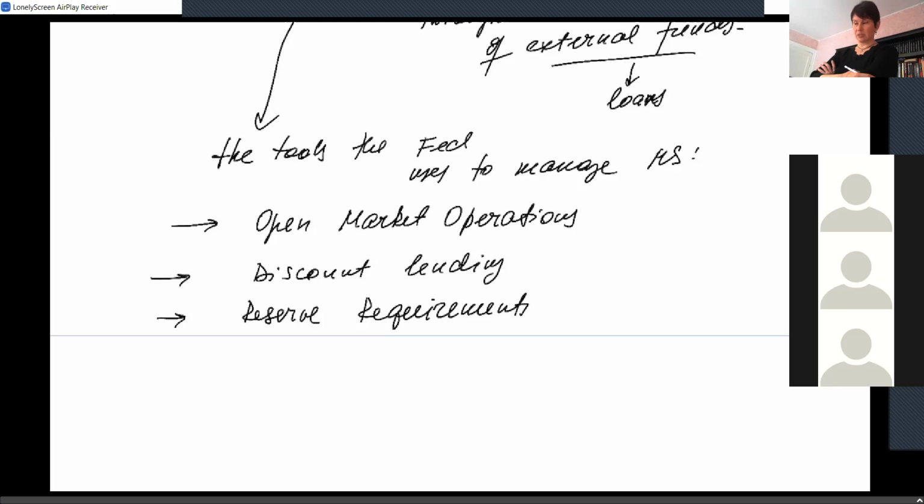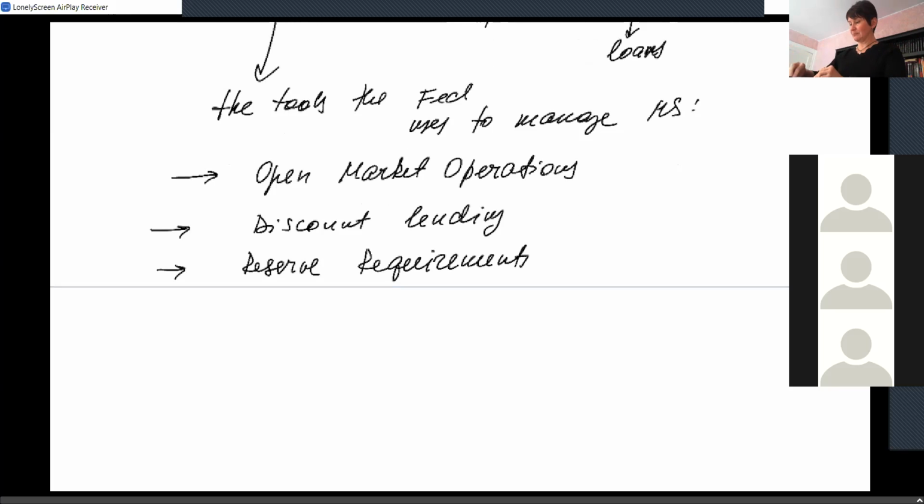Okay, the three tools. So we're going to work with every tool, understanding how exactly it works, how the Fed uses the tool, why, for what reason. And then we're just going to bring back our income expenditure diagram and aggregate demand, aggregate supply diagram to simulate different policies. Okay. Open market operations. I'm going to abbreviate open market operations to OMO.